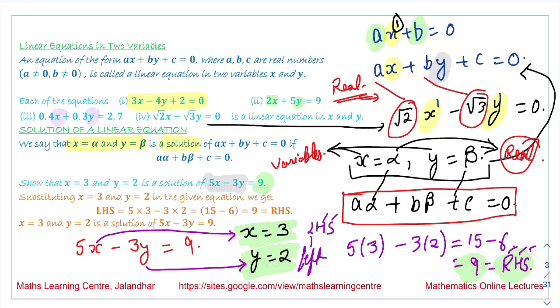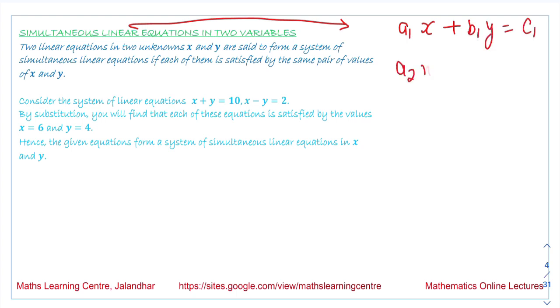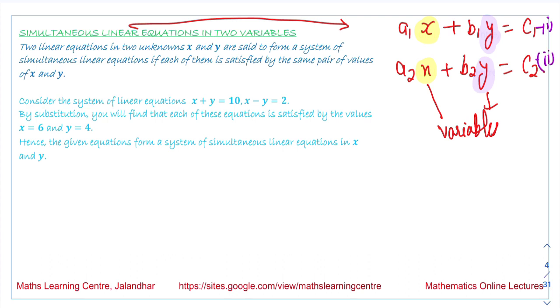Next we have simultaneous linear equations in two variables. First of all, we have seen the definition of linear equations in two variables. Suppose I am talking about two equations over here, a1x plus b1y equal to c1 and a2x plus b2y equal to c2. These are two linear equations in two variables. Variables mean this x and y. This is equation number 1 and this is equation number 2.